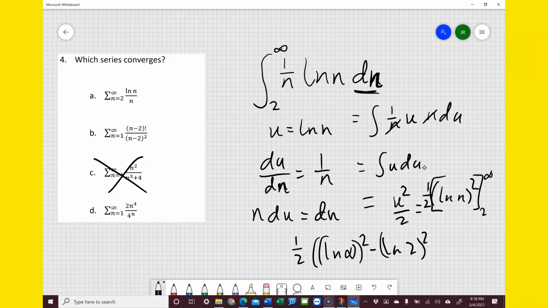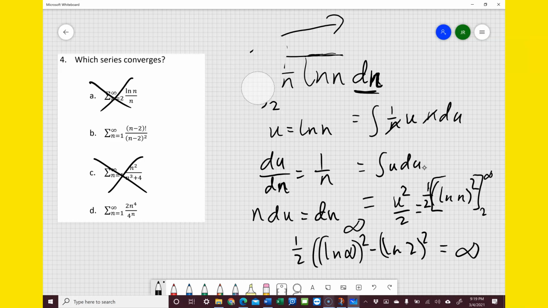If you remember what a log function looks like, it looks like that. So as x goes to infinity, or as in the case here n goes to infinity, the function itself is going to infinity as well. Though it's going more and more slowly, it's still going there. So ln of infinity is infinity, which makes that whole term become infinity, which now dominates everything, so this is going to go to infinity. So if the integral goes to infinity, meaning it diverges, then the series also diverges. So it's not A.